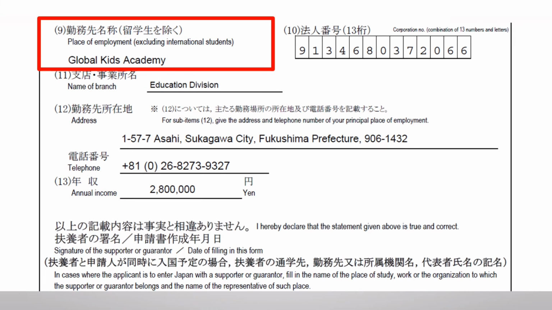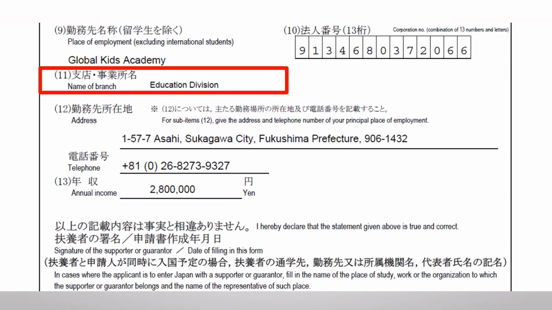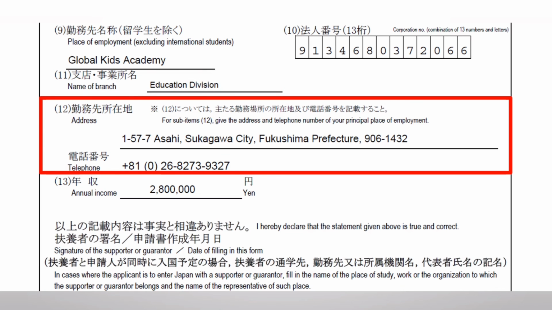For number 9, this would be about my employer, Global Kids Academy. Number 10 will be coming from the sponsor's or supporter's employer. If you are the sponsor, ask your employer what your company's or corporation's number is. Number 11, name of branch. I wrote Education Division because it is the division where I am currently working. Number 12, address and telephone number of the principal's employer of the supporter. In my case, it is the address and the telephone number of Global Kids Academy.